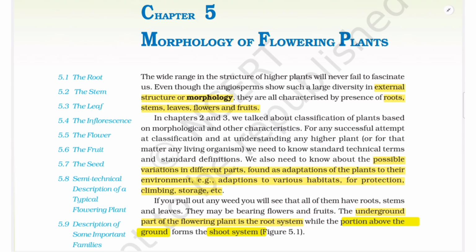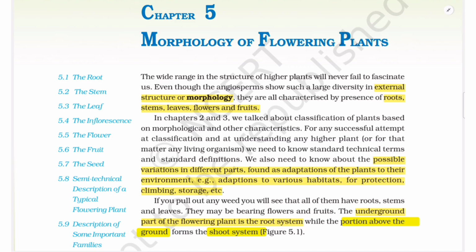In Chapters 2 and 3, we talked about classification of plants based on morphological and other characteristics. For any successful attempt at classification and at understanding any higher plant, or for that matter any living organism, we need to know standard technical terms and standard definitions. We also need to know about the possible variations in different parts found as adaptations of the plants to their environment, for example adaptations to various habitats for protection, climbing, storage, etc.